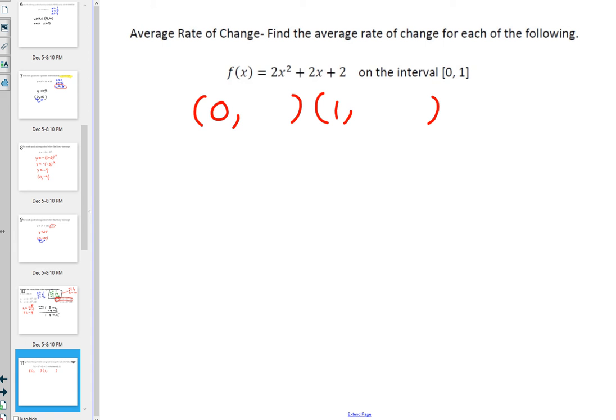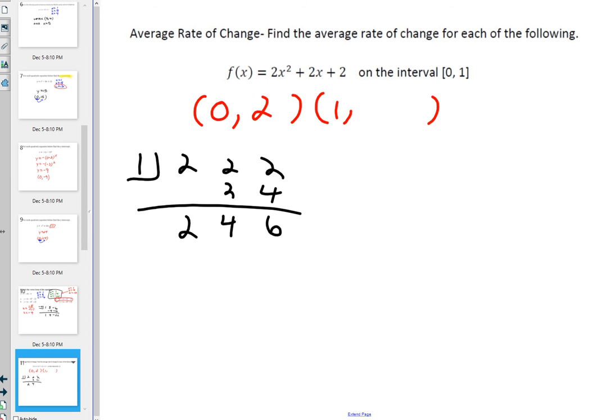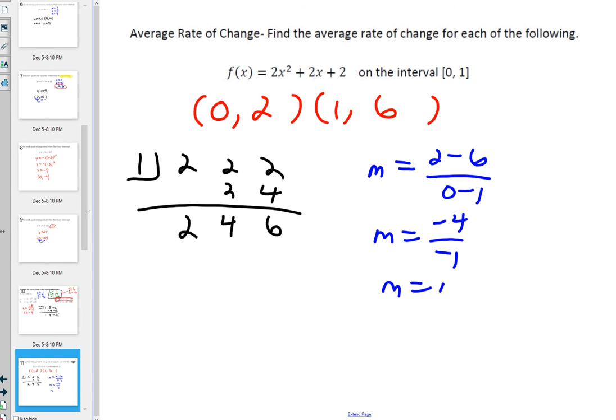So, yes, you could substitute a 0, okay? But because this is in standard form, I know that the y is going to be 2 because of the constant. But now the 1 I got to plug in. Darío, I asked you first because I remember you were confused about that one. 2, 4, 6. Elsie, attention. So slope is 2 minus 6 over 0 minus 1, which is -4 over -1.